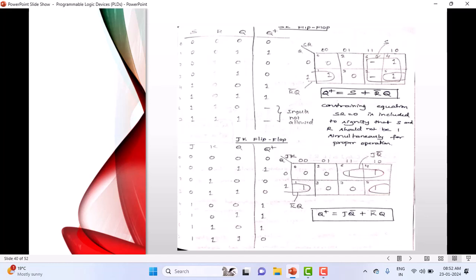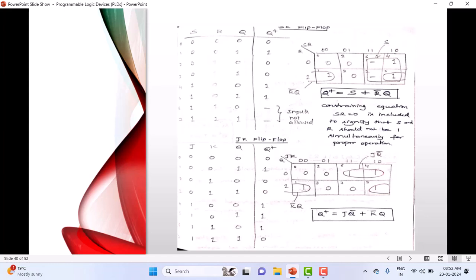And look at column-wise, the first one is retained, and the second one will get cancelled because of 1 and 0 here. The first one's variable is S, so it is simply S. Okay, so the final equation is S plus R bar. That is the equation. Similarly, you can also write the state table for the JK flip-flop and obtain the characteristic equation for the JK flip-flop.